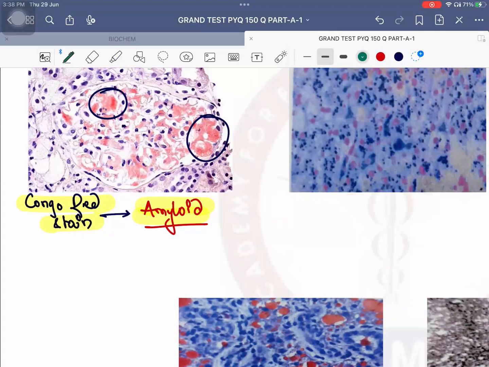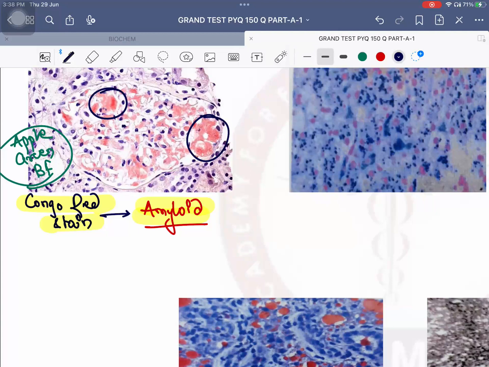And amyloidosis under polarized microscopy shows which kind of birefringence? Very good. It shows apple green birefringence. So under polarized microscopy, amyloid deposition shows apple green birefringence. Important is, please remember, the most common organ involved in generalized amyloidosis.